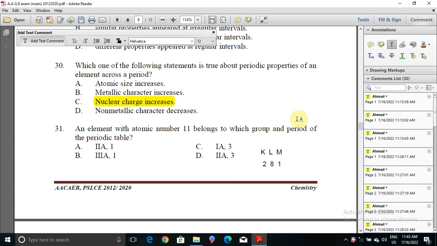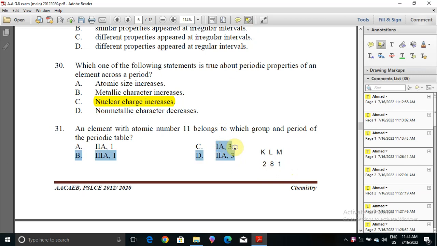Now we have 3 shells. That means it's in the third period. And the last number we have here is 1, right? 1 here means the group. So the correct answer for question number 31 will be group 1 and third period. That means choice C is the correct answer.